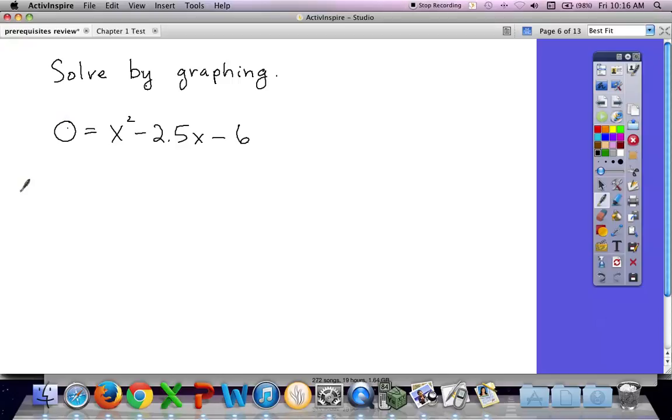Solve by graphing. If you remember, first you want to have an expression on one side, 0 on the other. And we do, right? And then the principle is, that has an answer. It probably has 2 answers because it's a quadratic. But instead of trying to solve that, because we can't isolate the x and it doesn't look factorable, what we're going to do is graph the function x squared minus 2.5x minus 6.